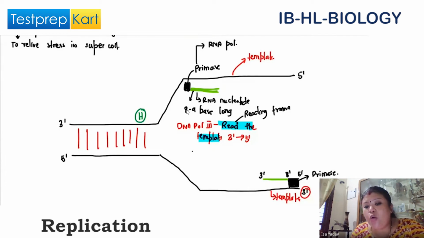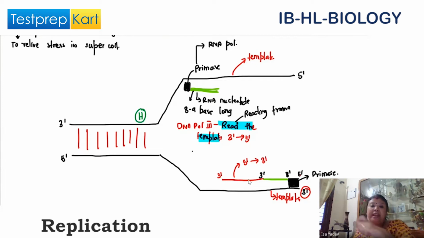Okay, so now once the RNA is added, what DNA will do is that it is reading, no? So now DNA will start adding nucleotides. Now this will go on adding nucleotides. So this is 5 prime. So they will go on adding nucleotides towards the 3 prime. Okay, so here the replication will be 5 prime to 3 prime towards the replication fork. This is very important to understand. Here the replication is 5 prime to 3 prime.